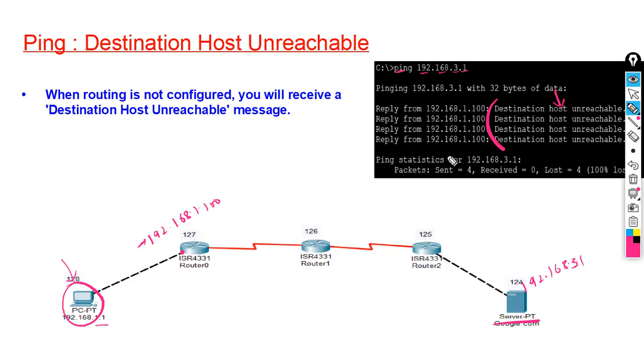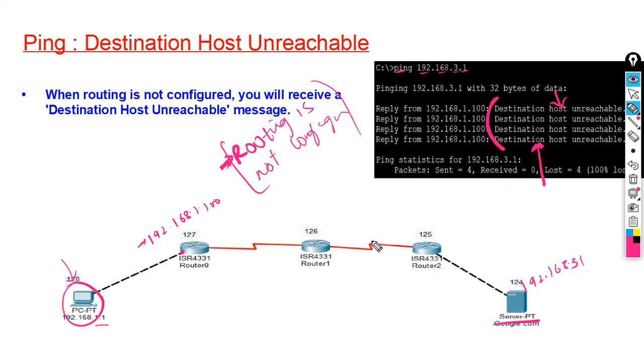What is the error message we are getting here? Destination host unreachable. Is it pinging? Not pinging, right? So we should know the reason for this destination host unreachable. Whenever we get this message, one of the possible reasons, the most common reason, is that routing is not configured. Remember this, write it down. It is very important. Destination host unreachable means routing is not configured.